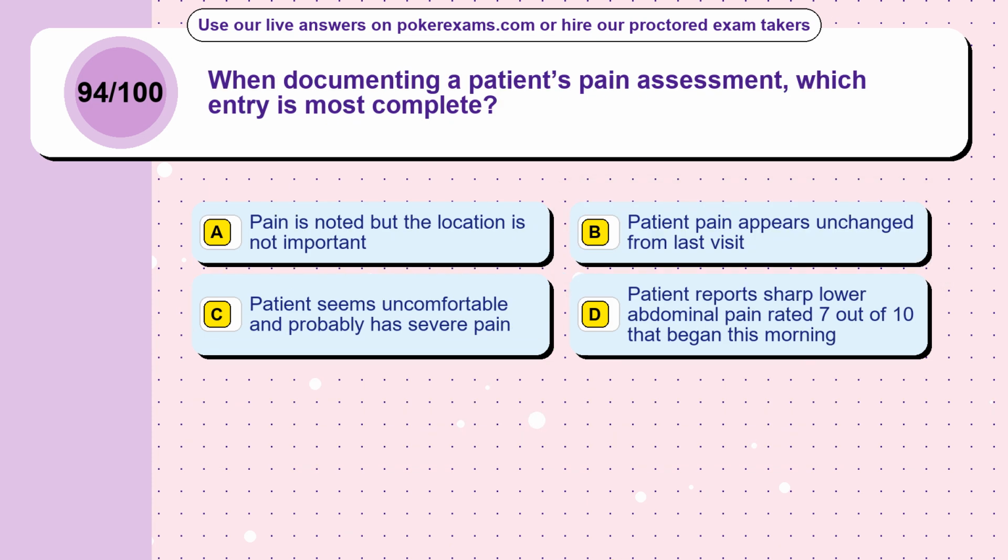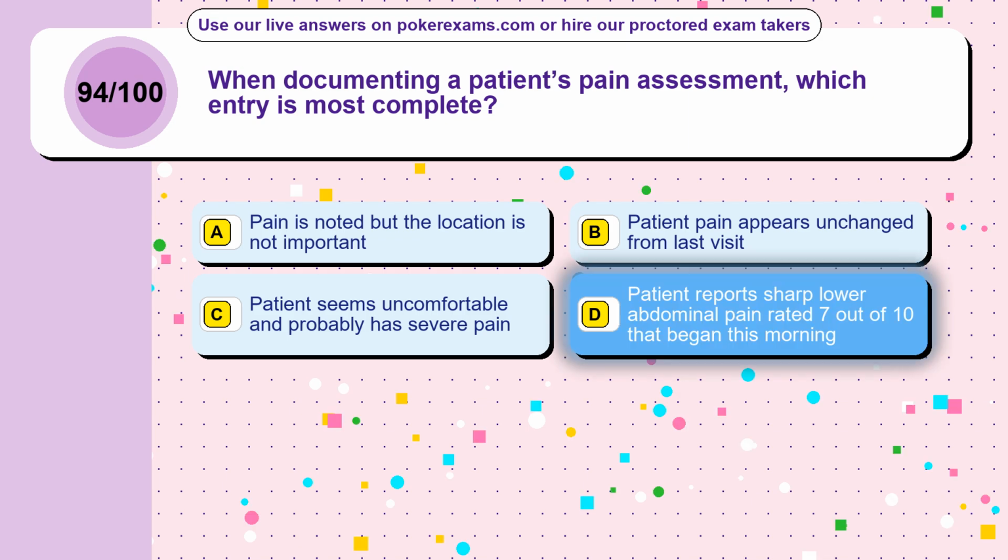Question 94. When documenting a patient's pain assessment, which entry is most complete? Option A. Pain is noted but the location is not important. Option B. Patient pain appears unchanged from last visit. Option C. Patient seems uncomfortable and probably has severe pain. Option D. Patient reports sharp lower abdominal pain rated 7 out of 10 that began this morning.